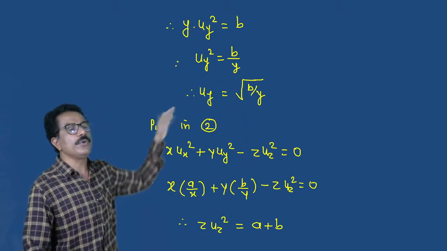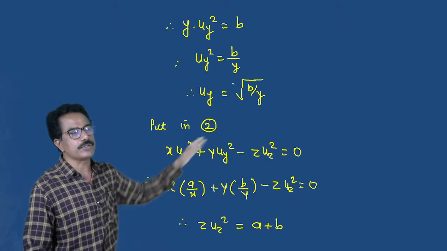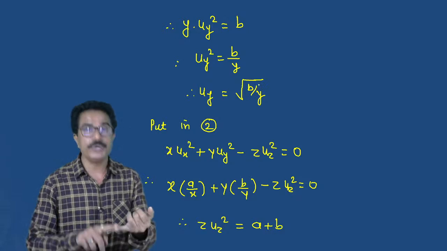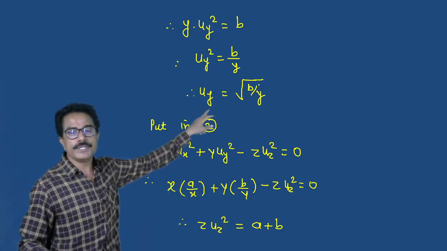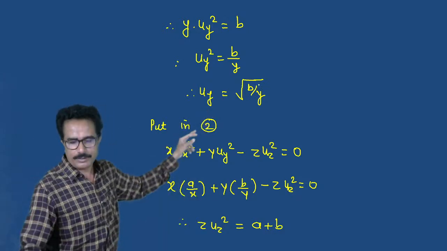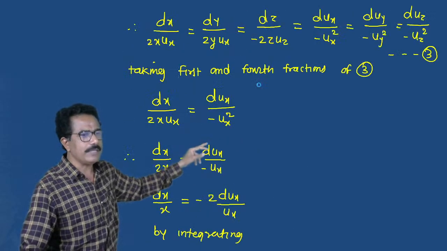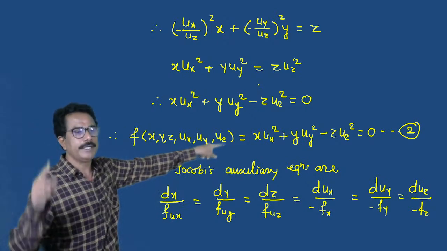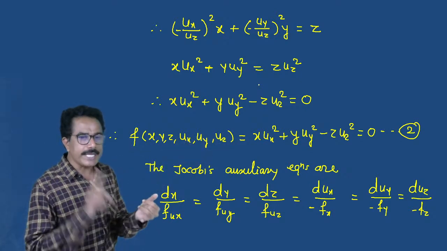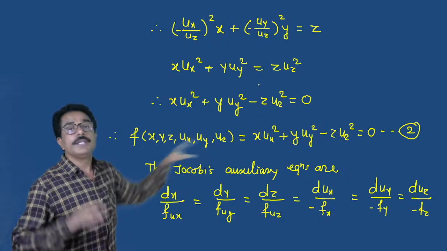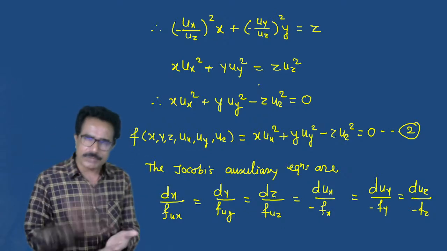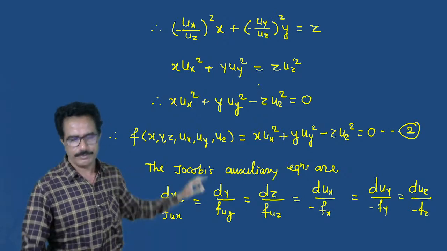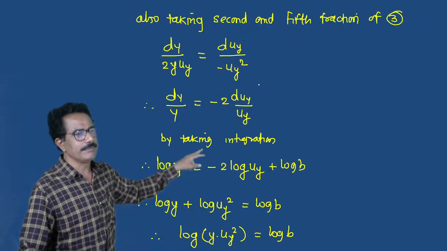So y into uy square is equal to b, uy square is equal to b upon y, uy is equal to root of b upon y. In this way we have obtained ux and uy. Now if we put these values in equation 2, then we can obtain the value of uz. So putting the value of ux and uy in equation 2, we will get uz, because we require uz also to put the values in the Pfaffian differential equation form.